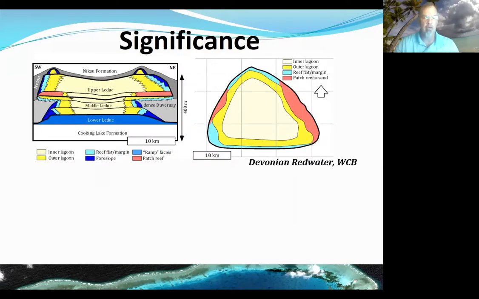I'll show you one here of the Devonian Redwater buildup from the Western Canadian Basin, where you see there's basically a marginal reef around the exterior. And then this yellow thing is what they call outer lagoon, which is basically coarse reef-derived debris. And these are important because in the past this has served as a hydrocarbon reservoir, but today it's actually being repurposed as a carbon capture and storage unit.